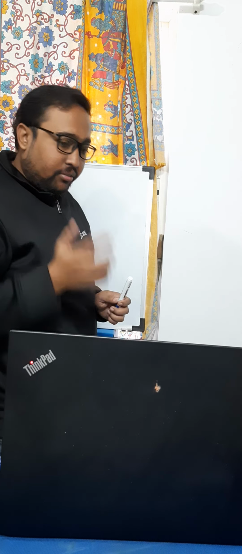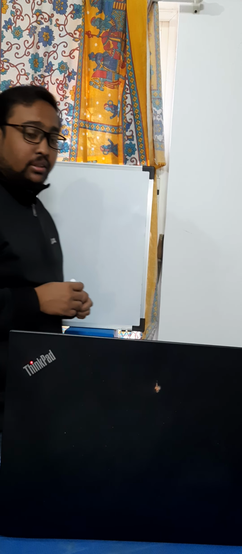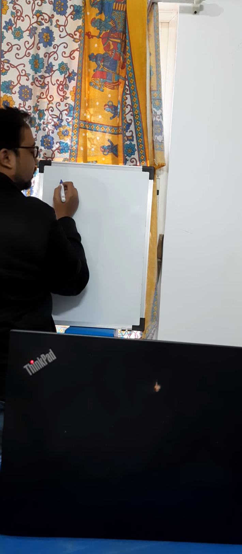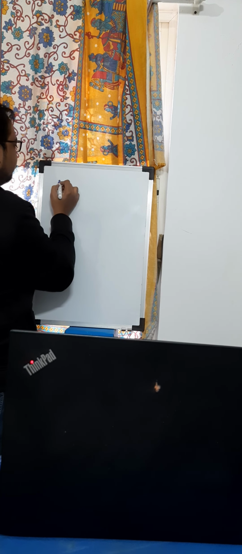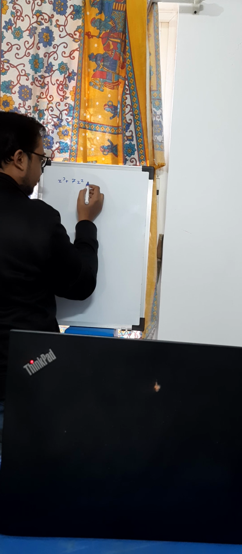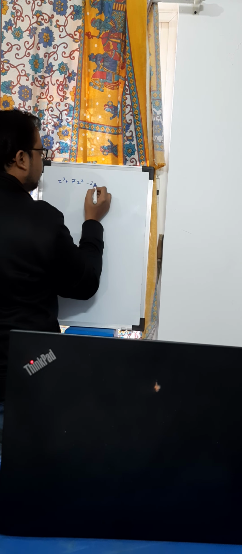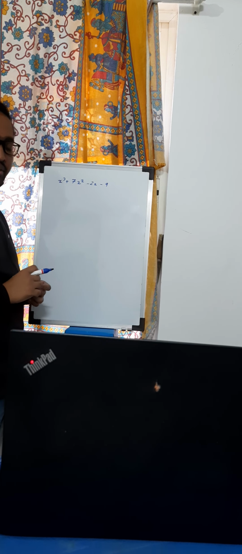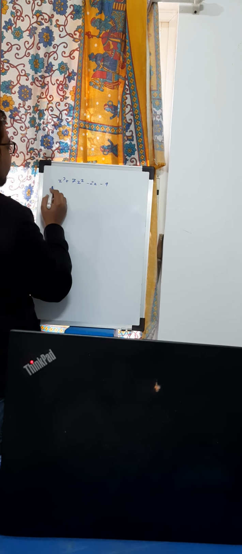So let us take the very first example, part 1 of example number 1, the solved example, and they have given it as x cube plus 7x squared minus 2x minus 9. They have asked us to find the second order derivative. So what is the first order derivative? Let us say this is f of x.